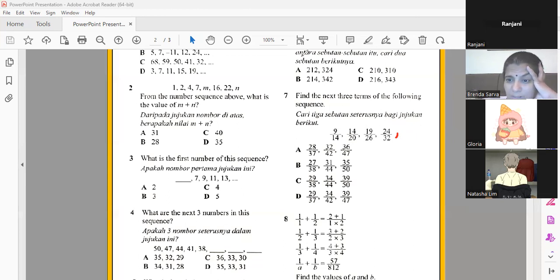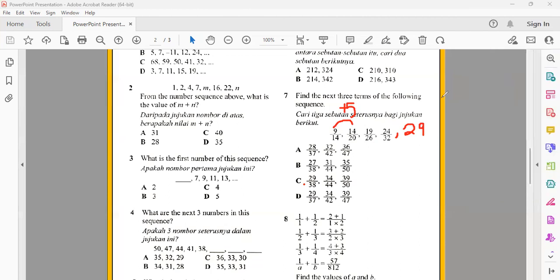Let's see your chat. The top fraction is an addition of 5 and the bottom is an addition of 6. So let's try that. Top fraction is an addition of 5, plus 5, plus 5. So 24 plus 5, I'm going to get 29. Then 29 plus 5 will be 34. And 34 plus 5 is 39. Wow, all the top 3 numbers are the same.